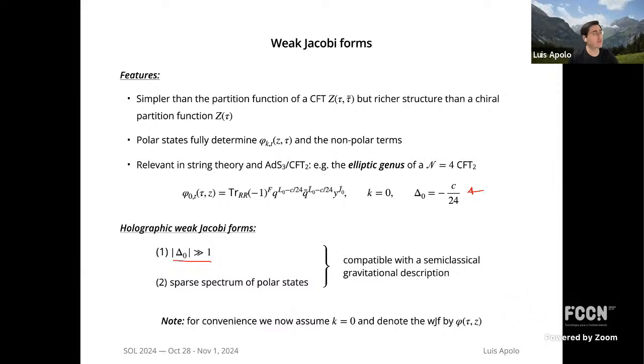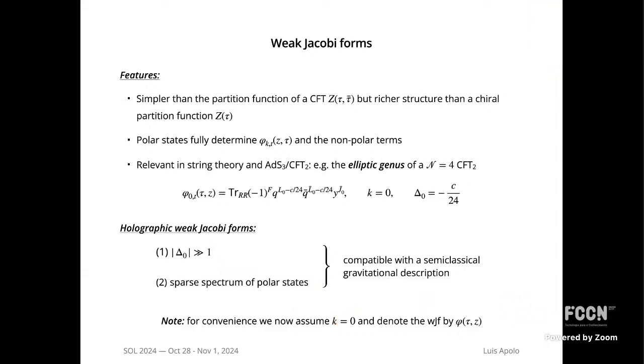And in what I will do now, I will, for convenience, assume that these forms have weight 0, and I will just denote the weak Jacobi form by phi, okay? It turns out that in one of the examples that I will discuss later on, I need to relax this assumption. And in the paper, you can find the relevant formulas, but the derivation of these formulas is very similar to the one that I'm going to present here for the case where the weight is 0.